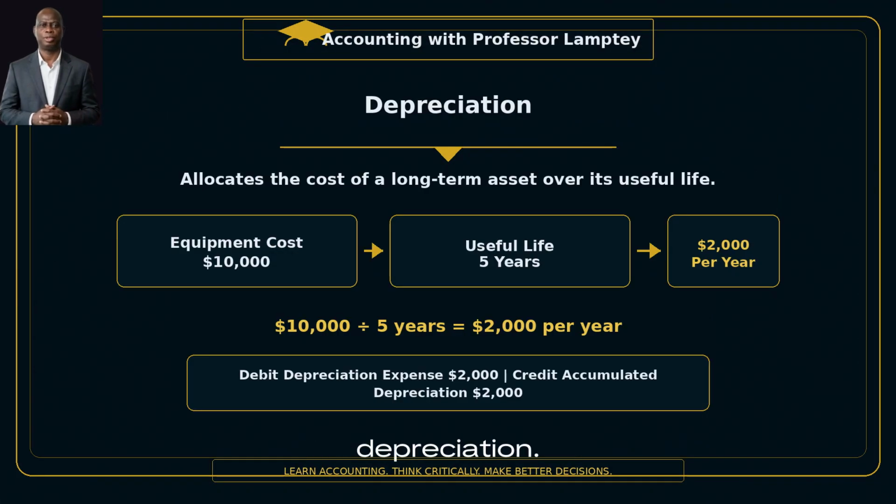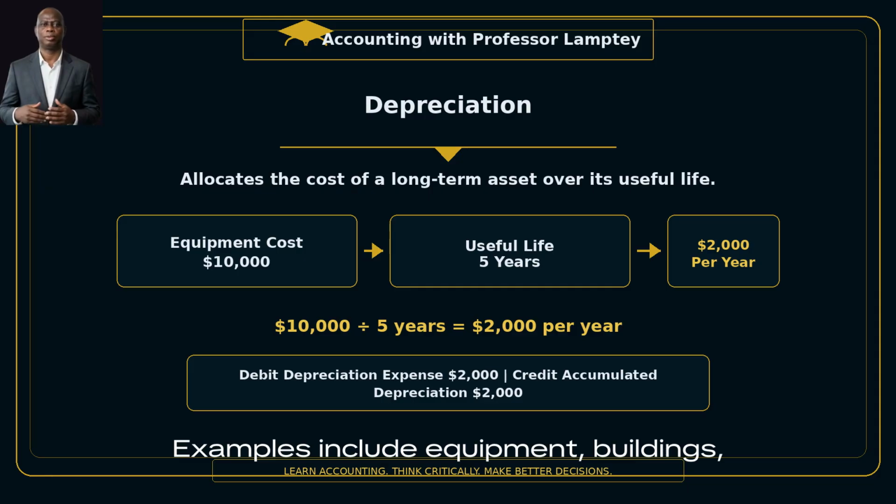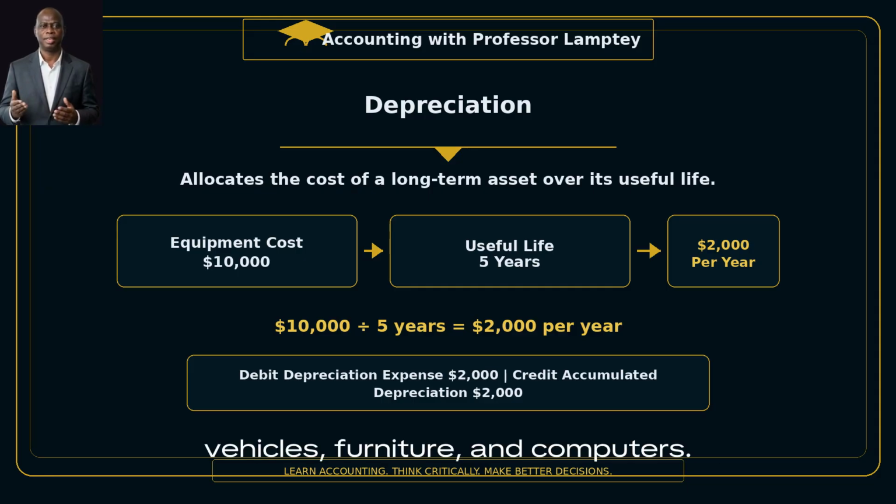Now let's talk about depreciation. Depreciation is the process of allocating the cost of a long-term asset over its useful life. Examples include equipment, buildings, vehicles, furniture, and computers.